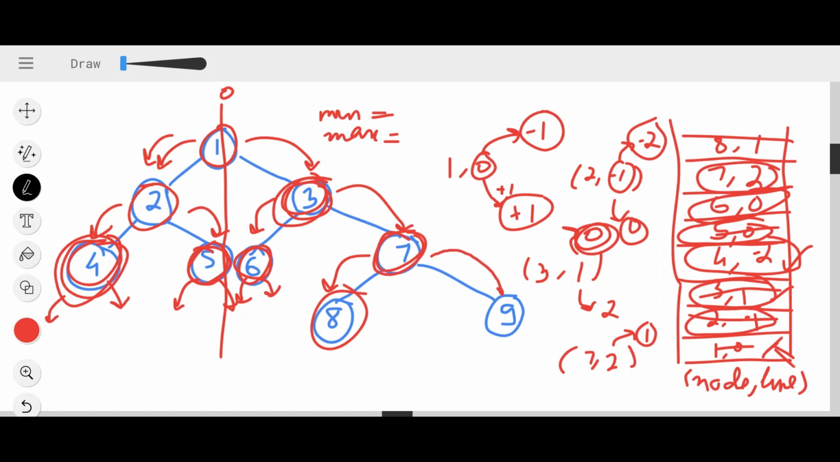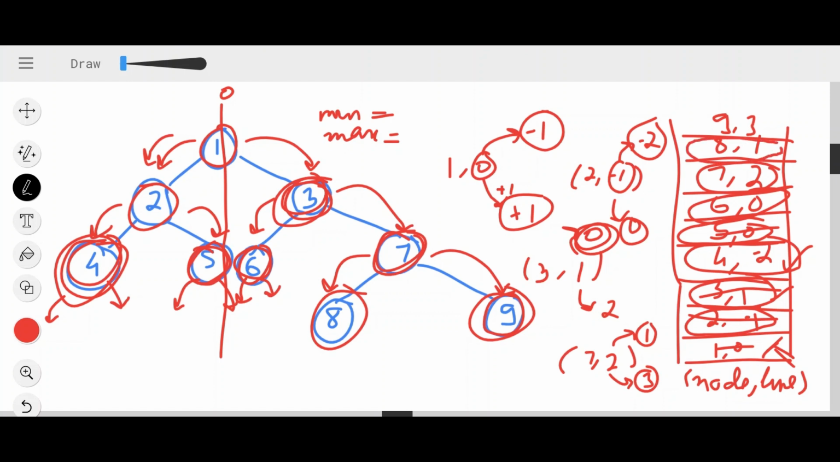Now, do we have a right node? Yes, I do have. That is 9. So whenever you are moving to the right hand side, simply do +1. If you do +1, this will become 2 plus 1, that is 3. So push this node 9 and your line number into your queue. That is 9 comma 3.